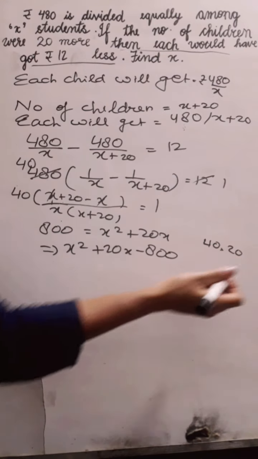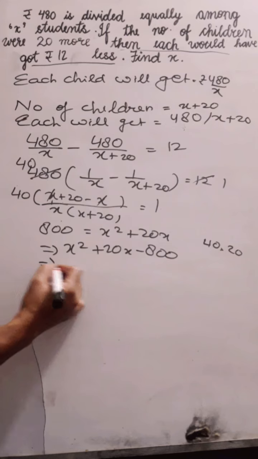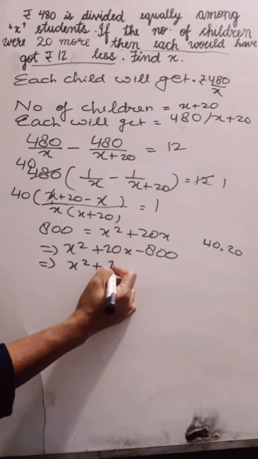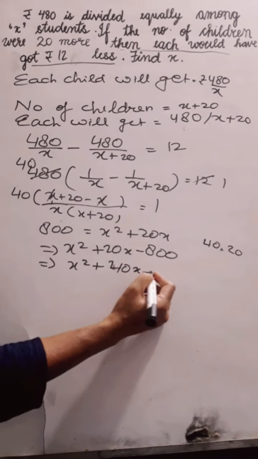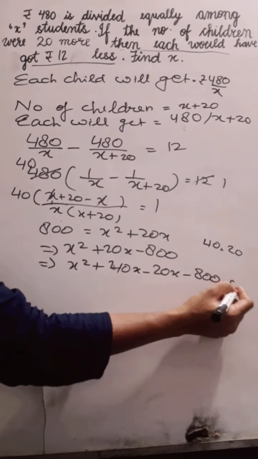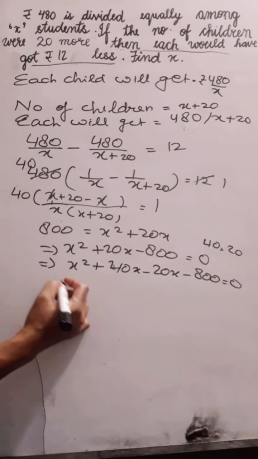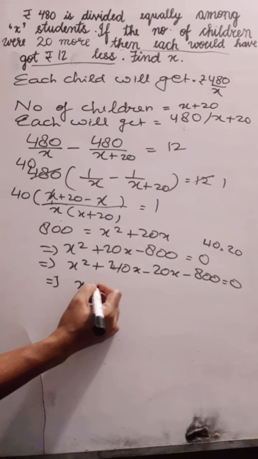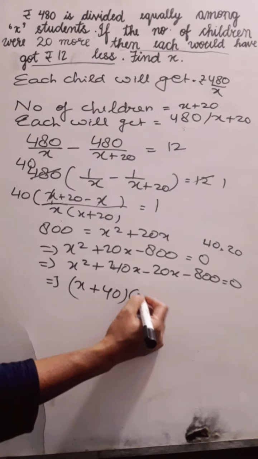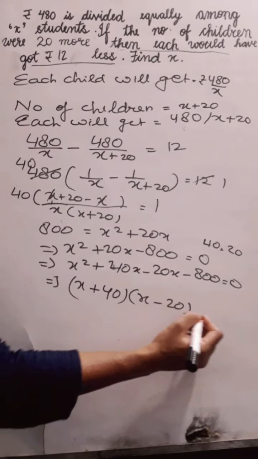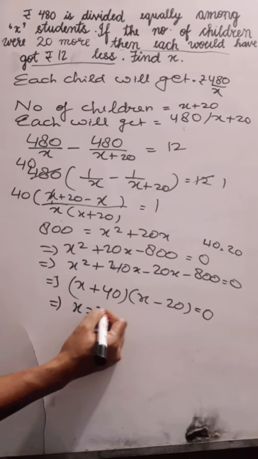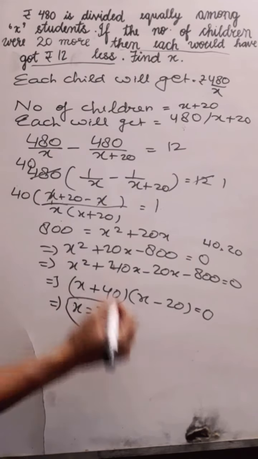40 minus 20 will give you 20. So from here I can write x square plus 40x minus 20x minus 800 equals to 0. Okay. Now factoring out x, I will get x plus 40 in one bracket and x minus 20 in the other bracket. So the value of x will be 20. So this is our required answer.